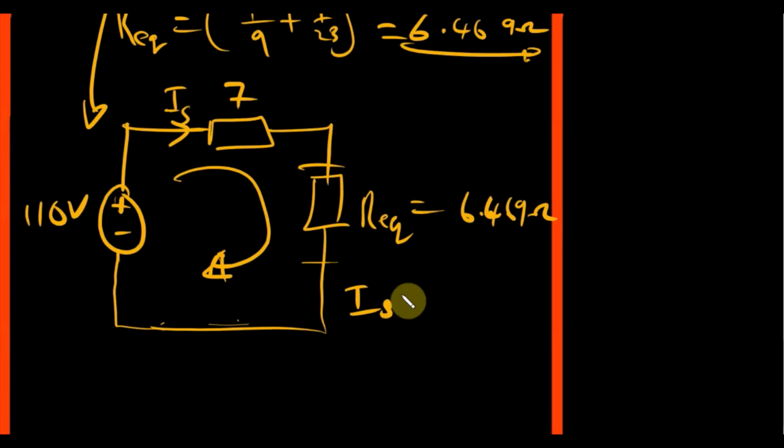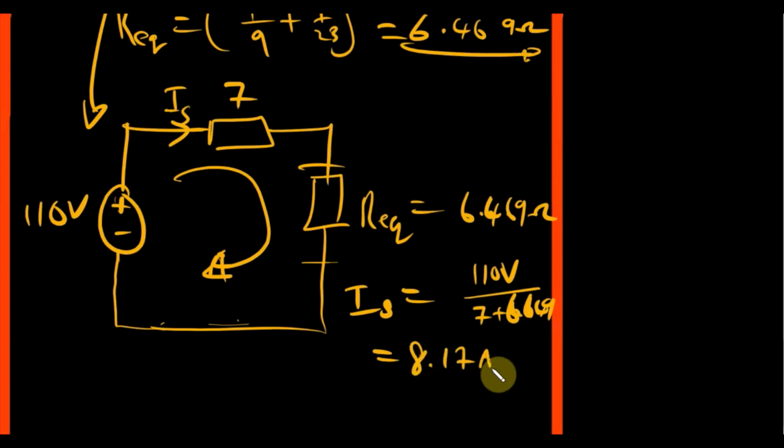So I source is equal to voltage over total resistor plus 6.649. See what the result is. 110 divided by 7 plus 6.649. Okay, so I'm getting current of 8.17 amps as my source current. So that's the current flowing through this resistor there.